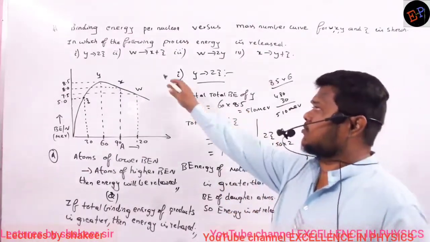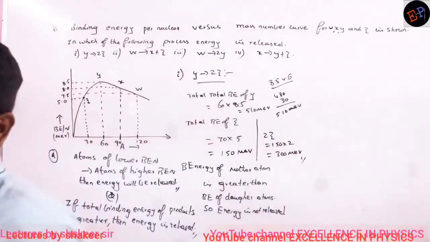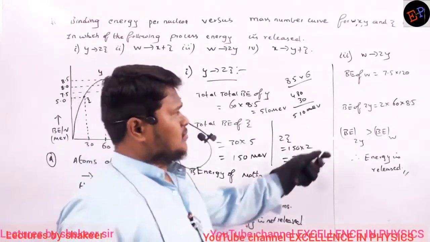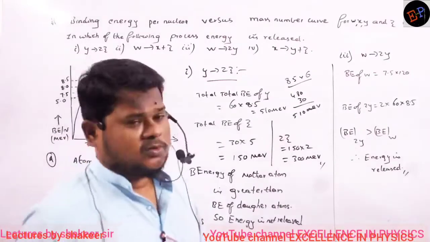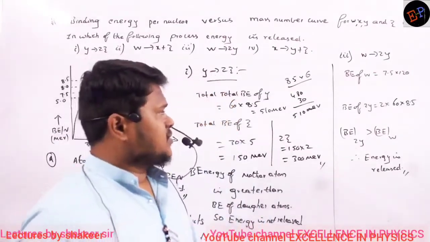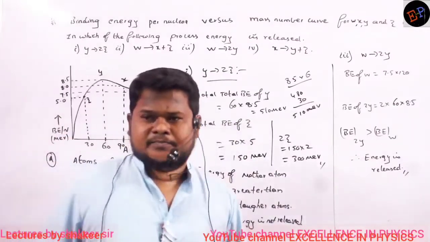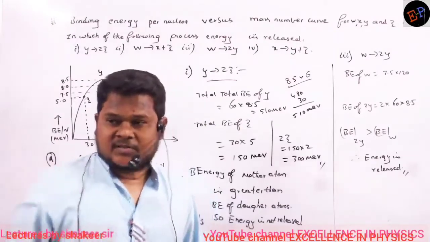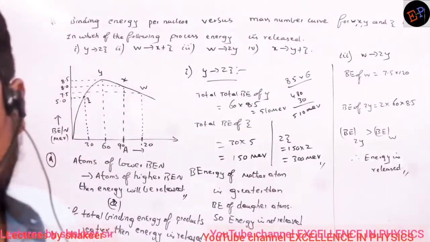Okay. Similarly, can you do 2, 3 and 4? Do the calculation. So in which condition is it released? So the third one I have done. W gives rise to 2Y. So W atom is converted into 2Y atoms. So in this condition I see that the binding energy of daughter atoms is greater than the mother atom. So definitely here in this condition energy will be released. Understood? Similarly, you do the remaining two calculations and see whether energy is released or absorbed.